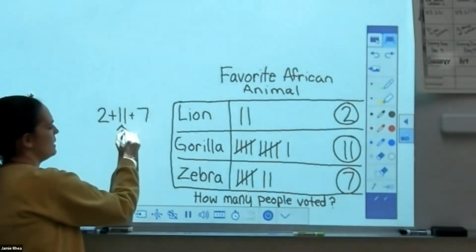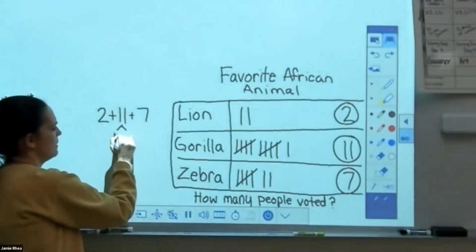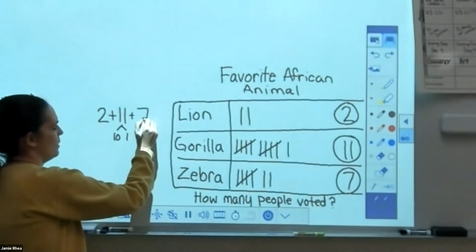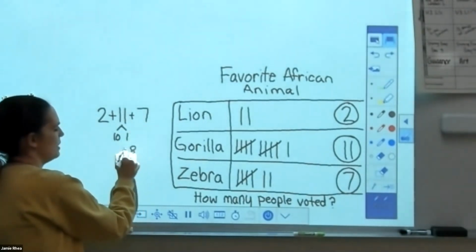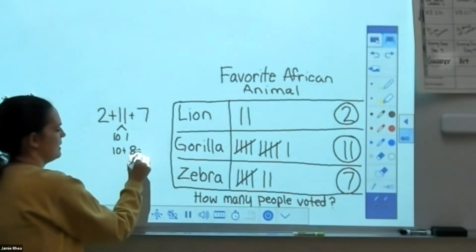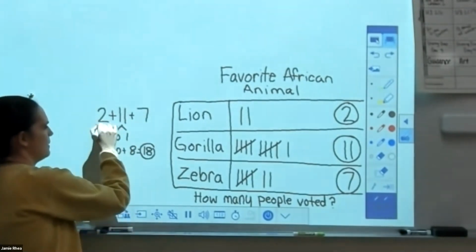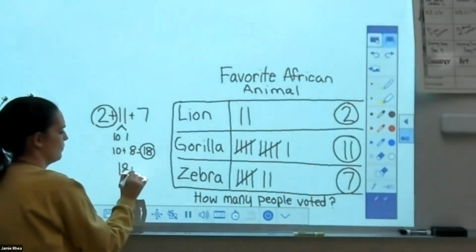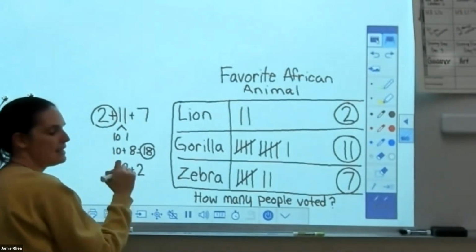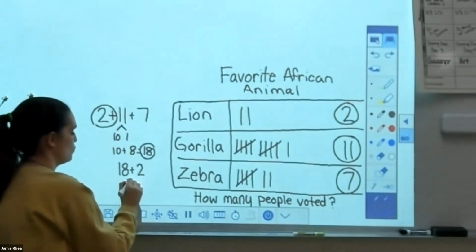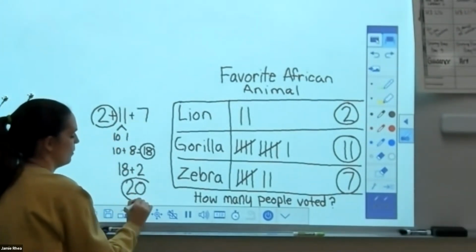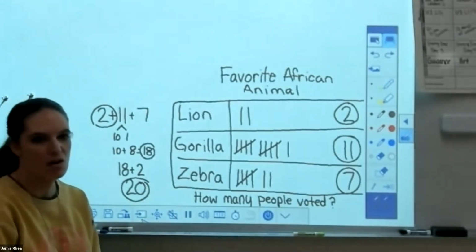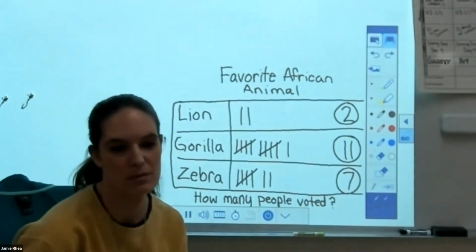I know that 11 is a 10 and a 1. 1 and 7 makes 8, plus 10. That's 18. So 18 plus 2. I can say 18, 19, 20. So 20 people voted in our zoo animal.